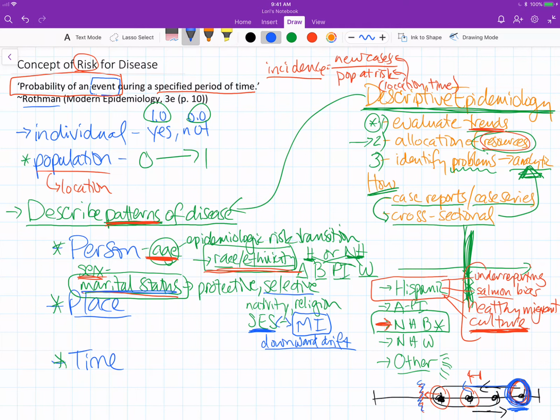So those are some of the common things that we think about in terms of person: age, sex, marital status, race, ethnicity, nativity, religion, socioeconomic status. In terms of place, then often we're thinking about, because of the place that you live, that would help to describe these patterns of disease. And probably the first one that we think about is life expectancy at birth.